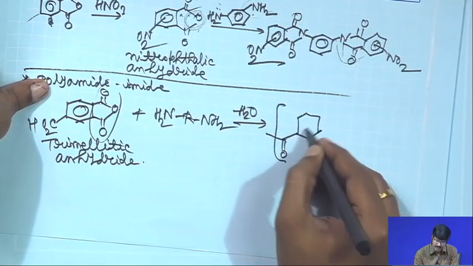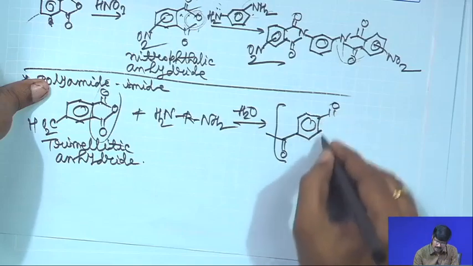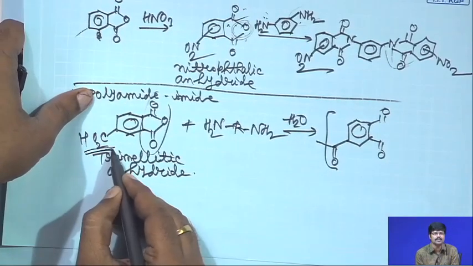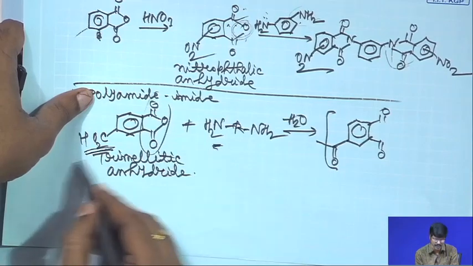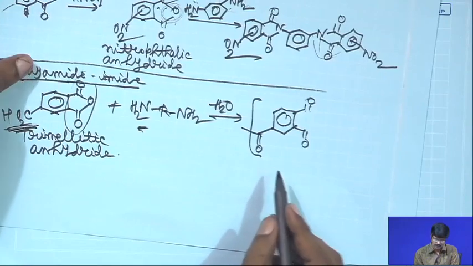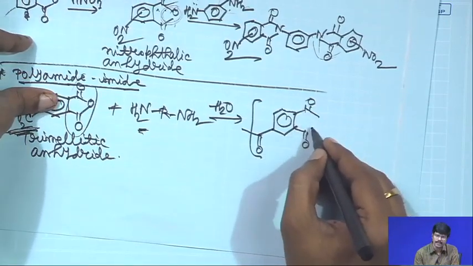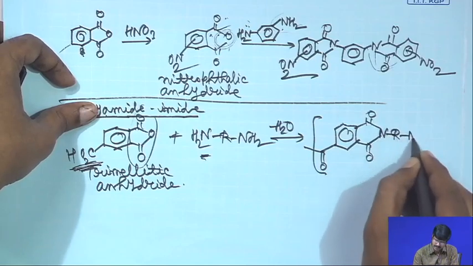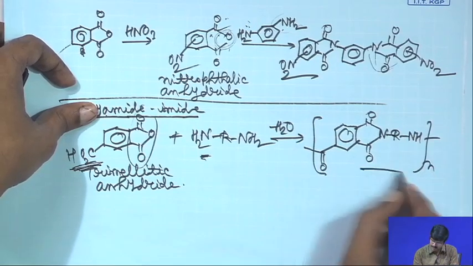Now, it should be easier for you to draw the product. The imide linkage will be produced on this side, and on this side you have carboxylic acid that will react with this amine to produce an amide linkage. That is why you will have polyamide-imide. Okay. So, the product here will be something like this. So, this is your polyamide-imide.